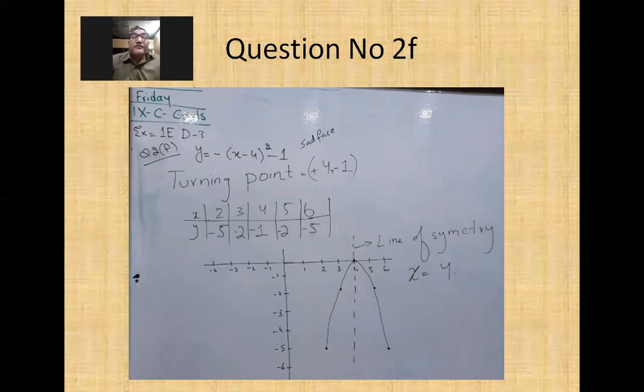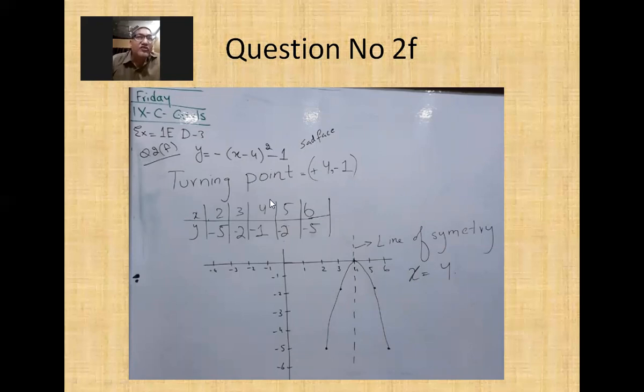This form of the equation gives you the x and y coordinate of the turning point. This number inside this bracket gives you the x of the turning point, but you have to change its sign. So +4 will be the x of the turning point, and this gives you the y of the turning point, and it remains as it is. So -1. So the turning point's coordinates are (4, -1).